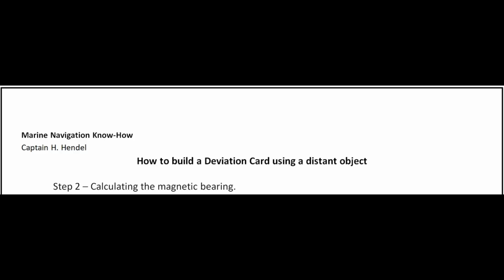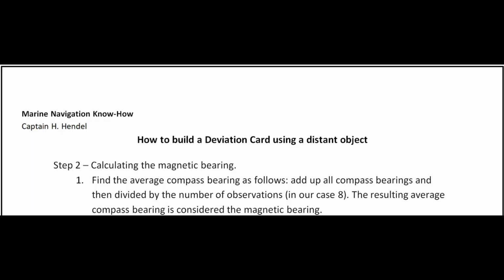Step 2. Calculating the magnetic bearing. Find the average compass bearing as follows. Add up all compass bearings and then divide by the number of observations, in our case 8. The resulting average compass bearing is considered the magnetic bearing.